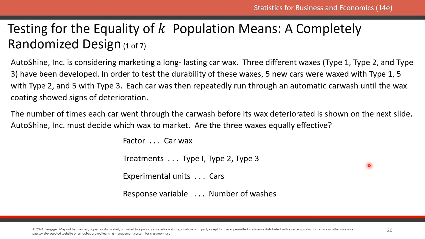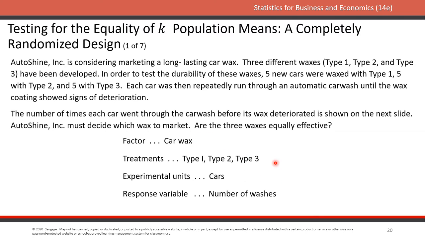The most effective in this case would be the one that deteriorates the least, or lasts the longest. So our factor in this case, we're comparing three different waxes. Our factor is car wax, again the overall name of the variable. We've got three levels, 1, 2, and 3.